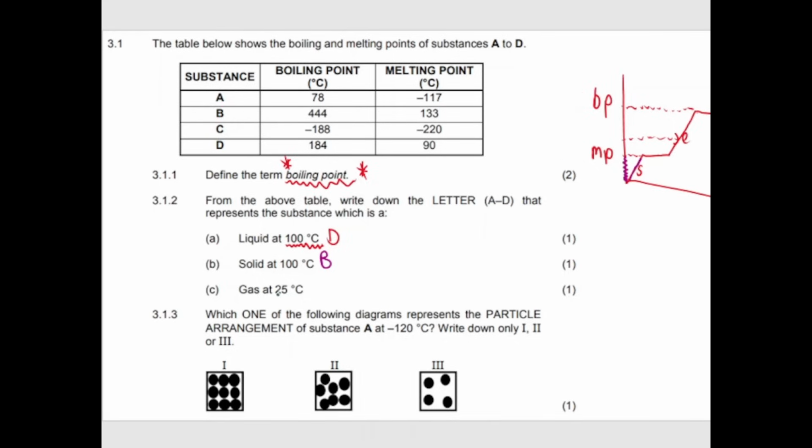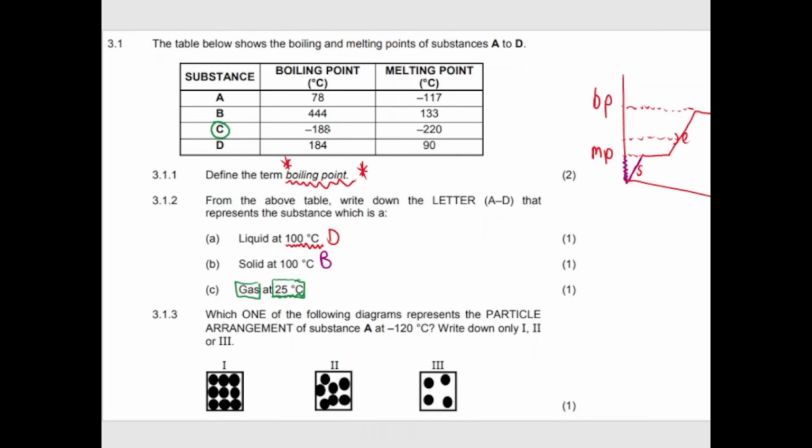Now 25 degrees Celsius is quite a low temperature. And if something is in its gas phase, it means that the temperature has passed its boiling point. So basically we want to look for a boiling point that is below 25 degrees Celsius, if that makes sense. And the only substance that fits this description is C. And let's just double check if this makes sense.